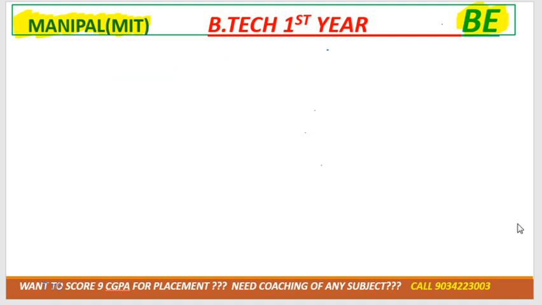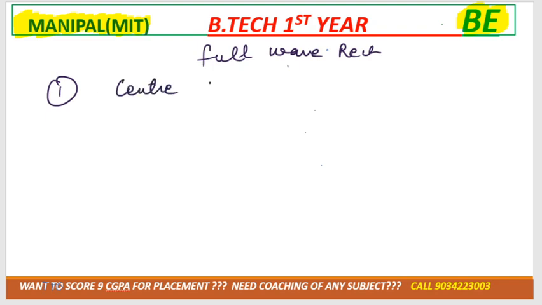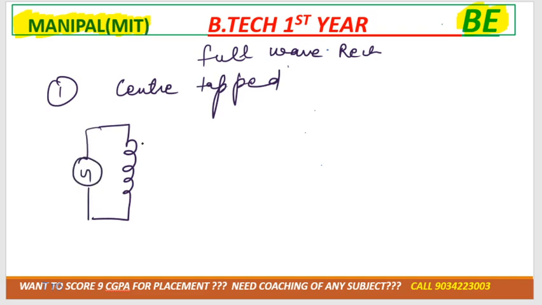Okay. After that, we'll have the full wave rectifier, right? So basically, in the full wave rectifier, the first one, as I told you, is the center tap rectifier, and in the center tap rectifier, as its name suggests, first we provide a supply as usual, then we provide a step down transformer.